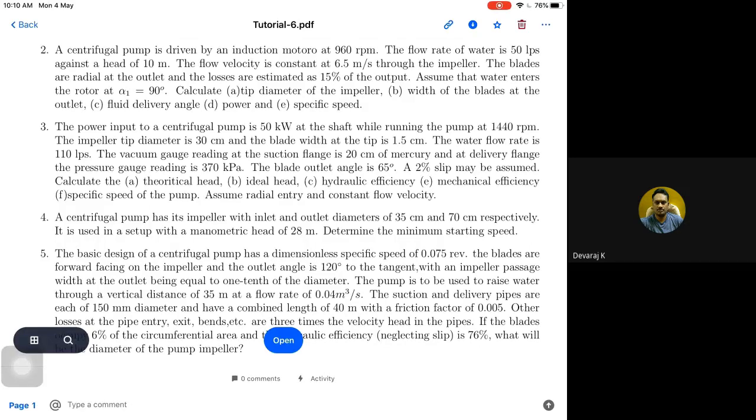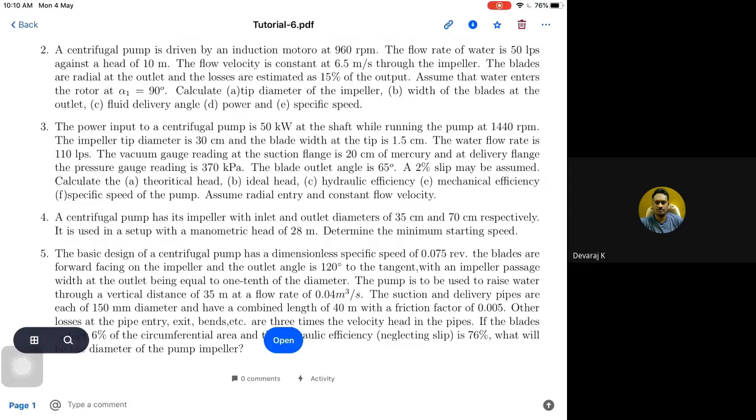2% slip may be assumed. So I want you people to try this third problem. As a homework, try this problem and try to post it. I'll create one kind of an assignment on the Google Classroom. So by next class, only one problem. Try the third problem as a homework and try to submit. It's there on the tutorial sheet.